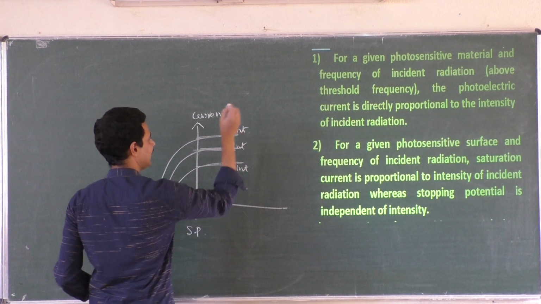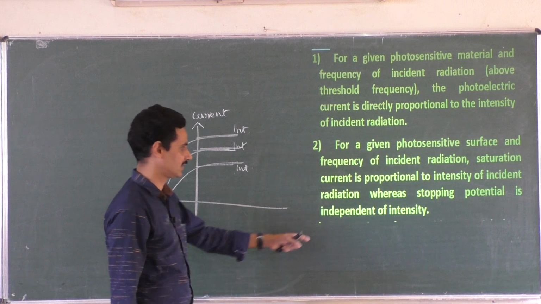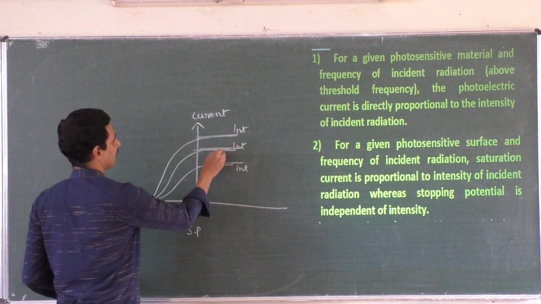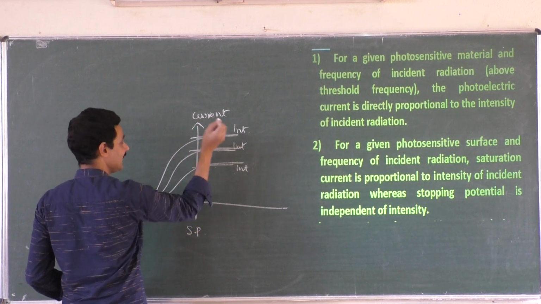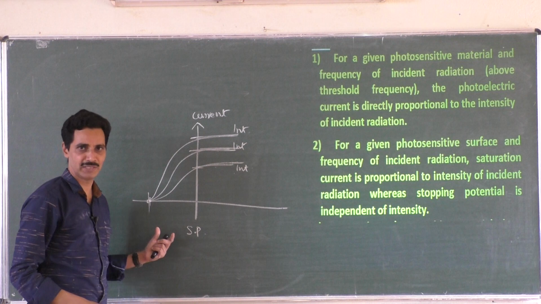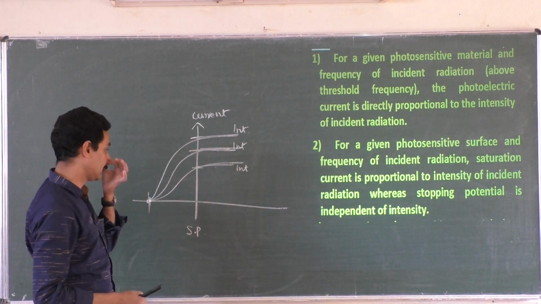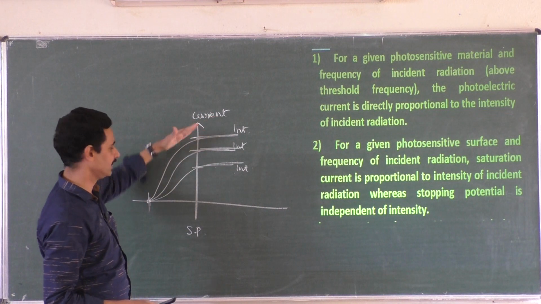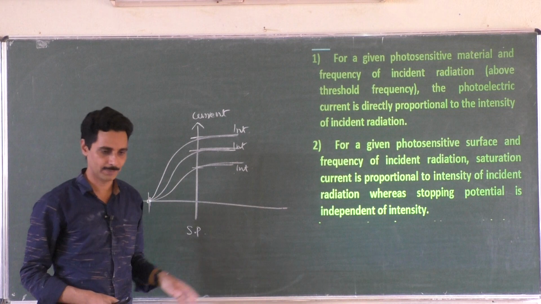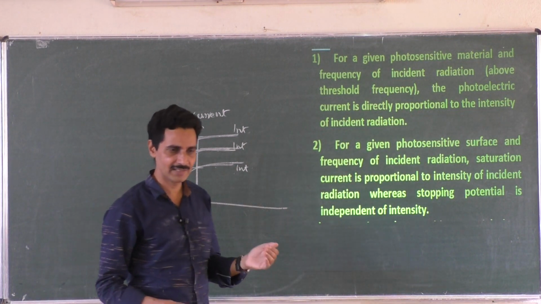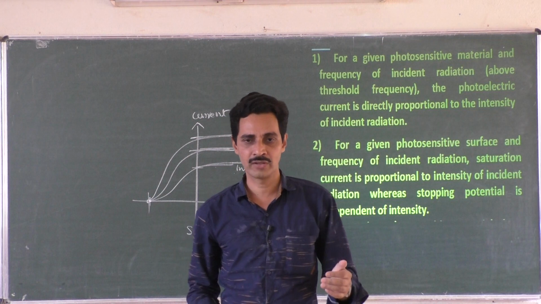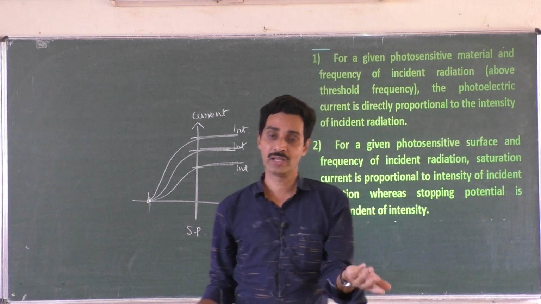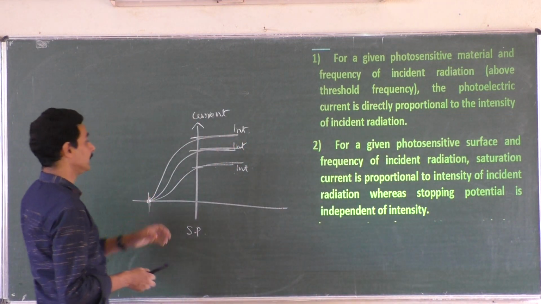Saturation current depends on intensity. It does not depend on the stopping potential, whereas stopping potential is independent of intensity. Even if you increase the brightness, photoelectric current changes, but not the stopping potential. That is the meaning. Hope you have followed it, right? So when the intensity of incident radiation is increased, the saturation current keeps on changing, but the stopping potential remains the same. Einstein's explanation is that when you increase the intensity, you are giving more and more photons, and they will remove more and more electrons, but of the same kinetic energy. So the energy needed to stop is the same. Okay, that is the second one.